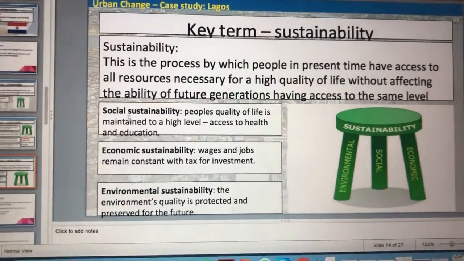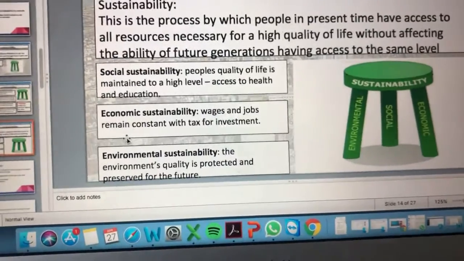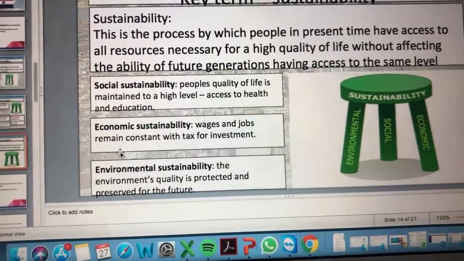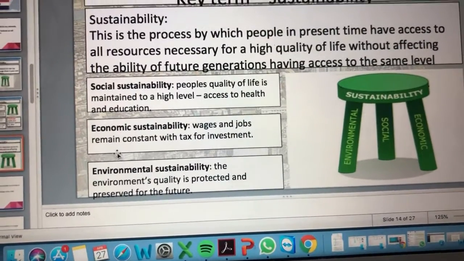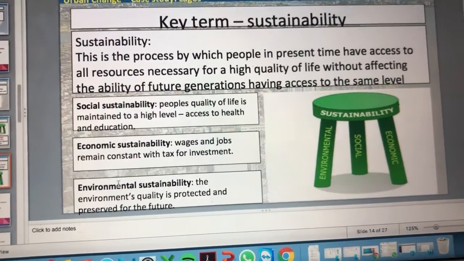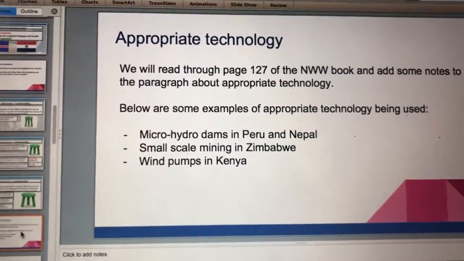And we can have social, economic, environmental sustainability, okay? So it's about focusing on people's health and education for social, economic for money, for business, environmental for natural preservation, okay? So you can just make a note of those.